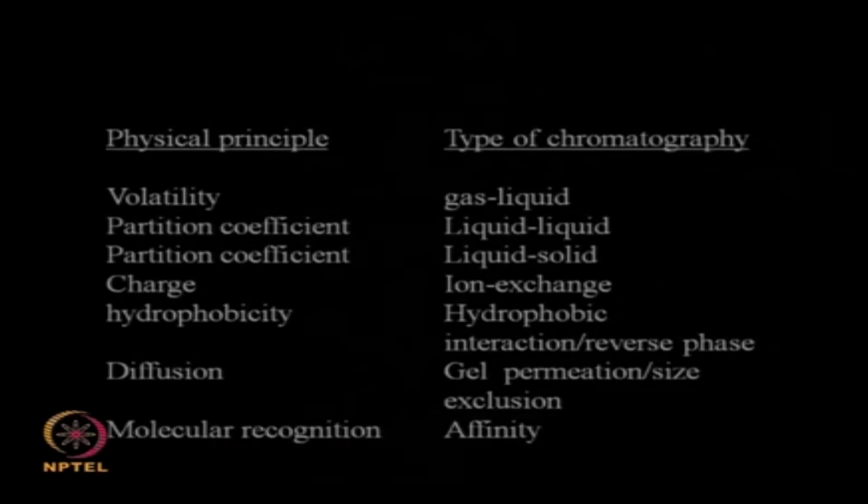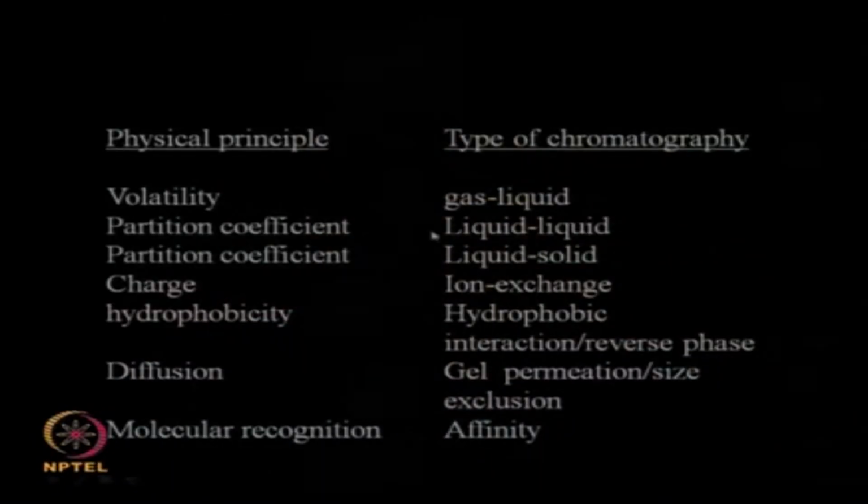So what are the physical principles? If it is based on volatility, then you have something called a gas liquid chromatography, or GLC. So if it is based on partition coefficient, that means the solute partitions between the liquid in the continuous phase and the liquid that is immobilized, then we call it liquid chromatography. If it is again based on partition coefficient, you may have a liquid solid chromatography. So the forces on the solid could be because of ionic forces or hydrophobic forces or electrostatic forces.